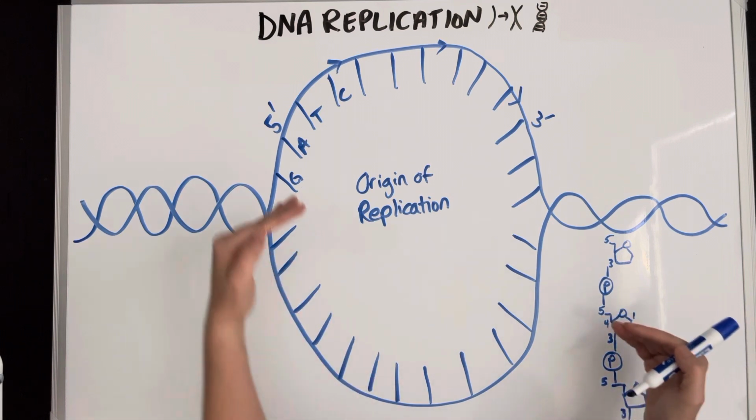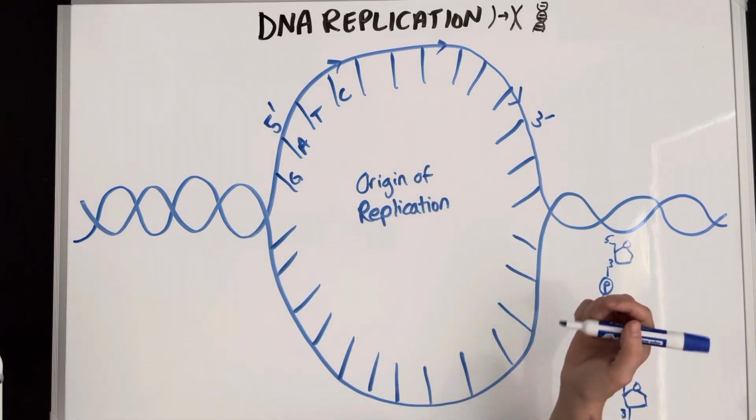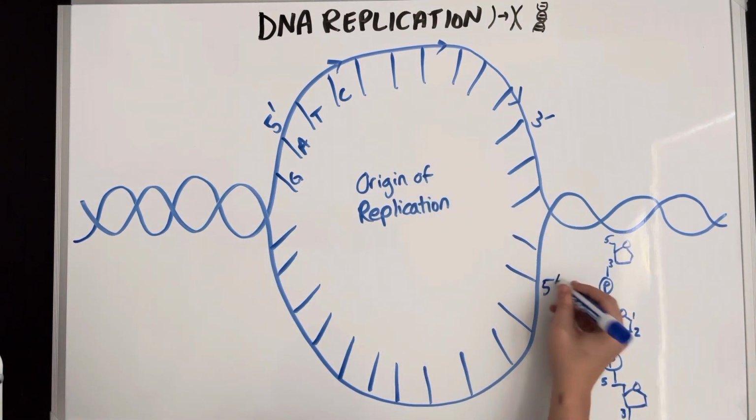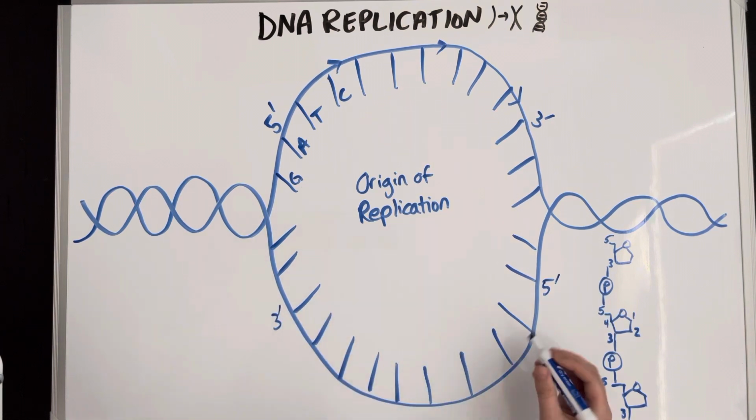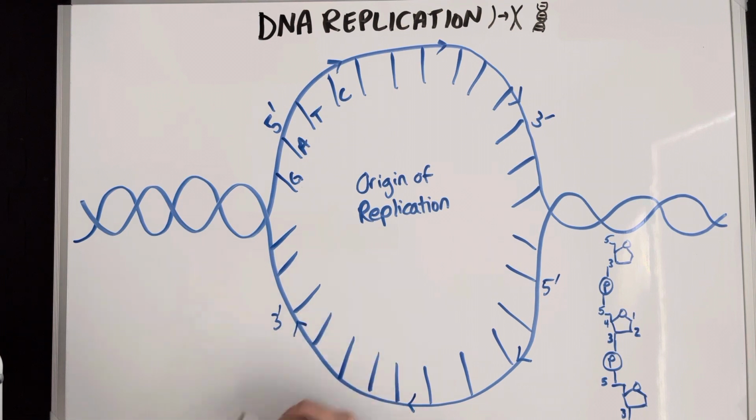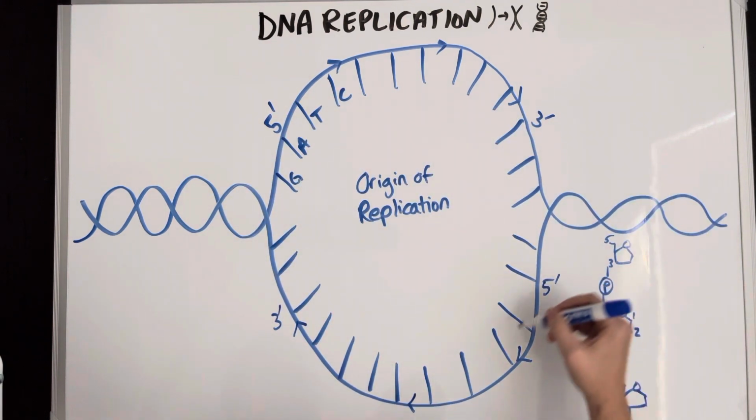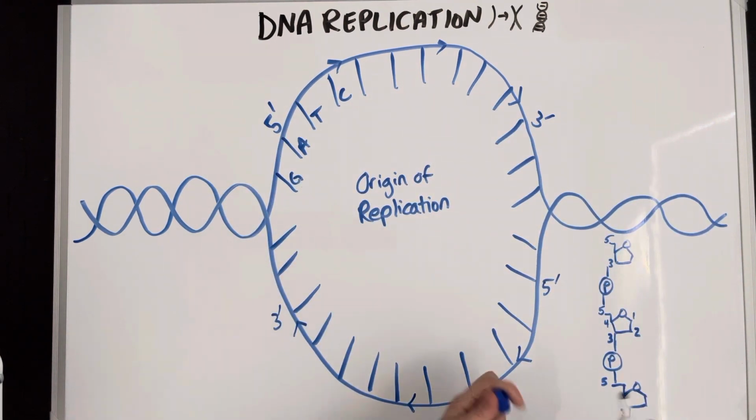The strands are anti-parallel, meaning they run in opposite directions. So this one's 5' is over here, and its 3' is over there. Okay, so this strand's going that way, and this strand's going this way.